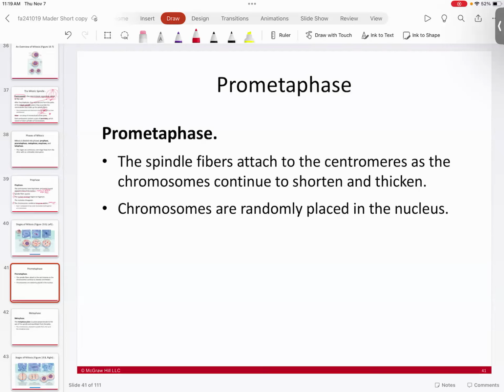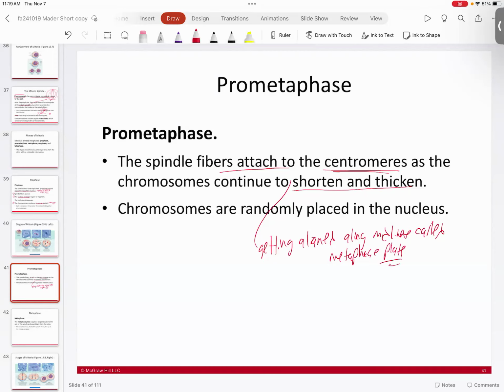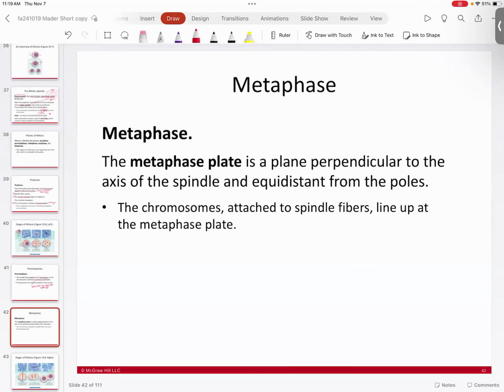Now, prometaphase is where the spindle fibers attach to the centromeres, and they tend to shorten and thicken, and then ultimately align along the midline. This is called the metaphase plate. So that's all happening in prometaphase. And then the final outcome of prometaphase is metaphase.